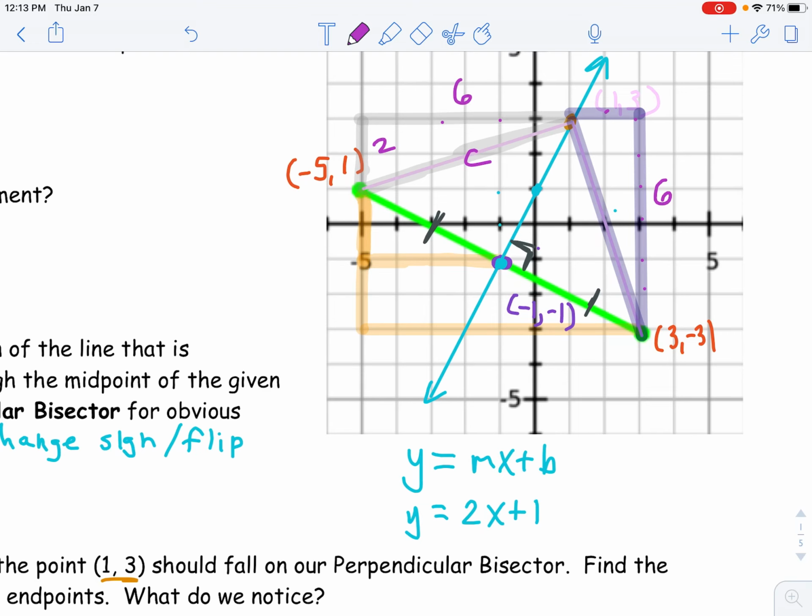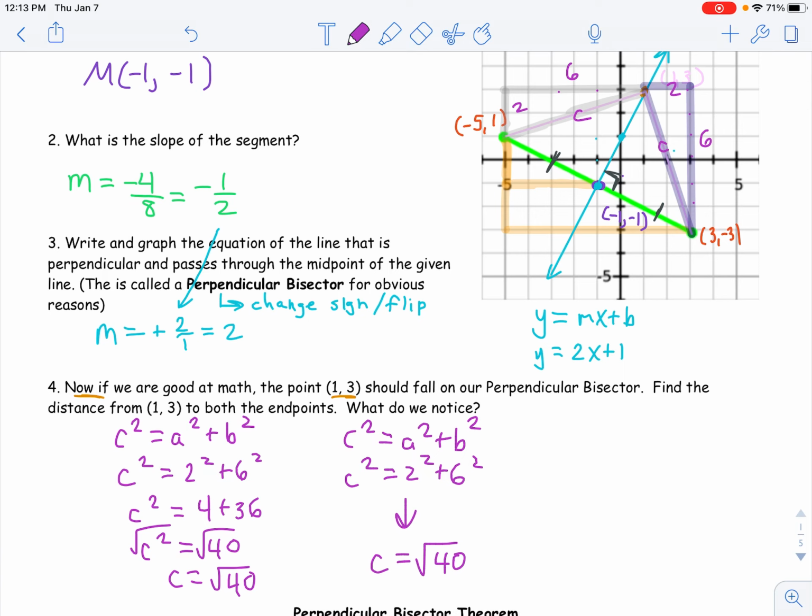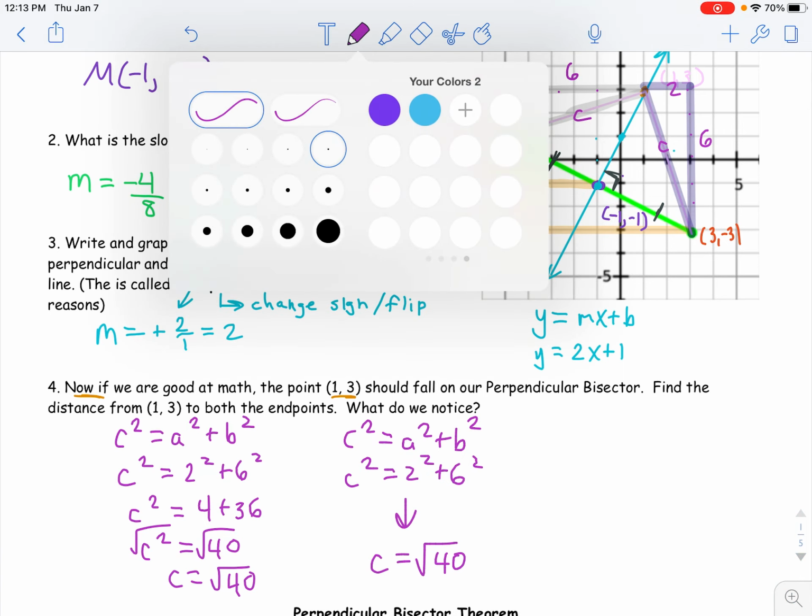We got this one over here, 1, 2, 3, 4, 5, 6. Well, 6 and 2. So we can kind of see that, again, we're going to have c squared equals a squared plus b squared. We're going to have c squared equals 2 squared plus 6 squared. So it turns out that the other c, I should have used a different letter, but oh well, will be the square root of 40. So this is kind of interesting.